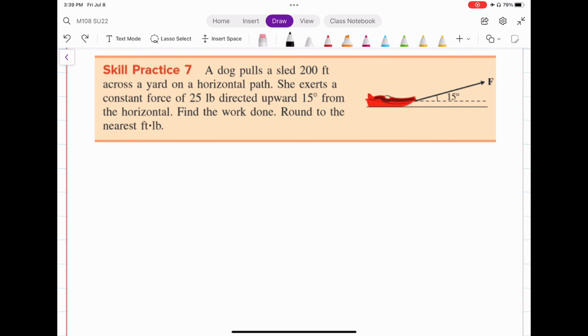Finally, we are asked in skill practice 7 to calculate the work done when a dog pulls a sled 200 feet across a yard on a horizontal path, exerting a constant force of 25 pounds, directed 15 degrees upward from the horizontal, in foot-pounds.